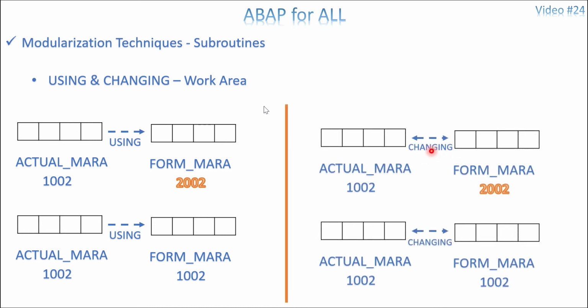Changing is the same, even if it is call by value. Because of the changing keyword, it forcefully transfers the latest updated value of your formal work area to your actual work area at the end, after the subroutine ends. Same thing with call by reference: forget about changing or using, it will give preference to call by reference only. A change happens and immediately reflects in your actual. Okay, this is about work area.